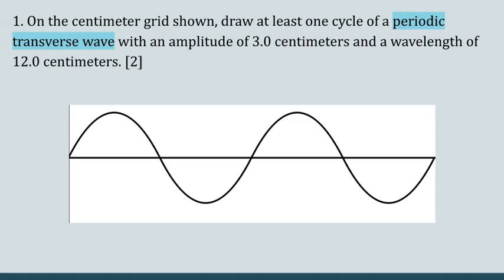wave. The phrase periodic transverse wave just means that your shape of the wave is going to look something like this. But you could also do it with straight lines, which tends to be a little bit easier, and I'll show you that in a little bit.